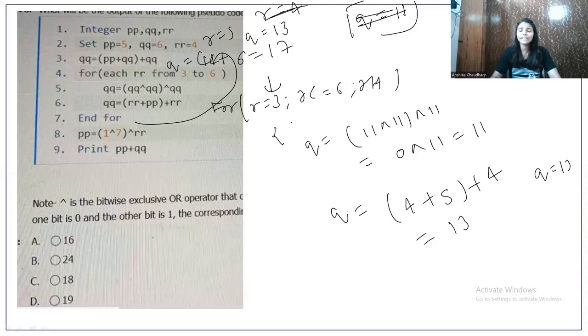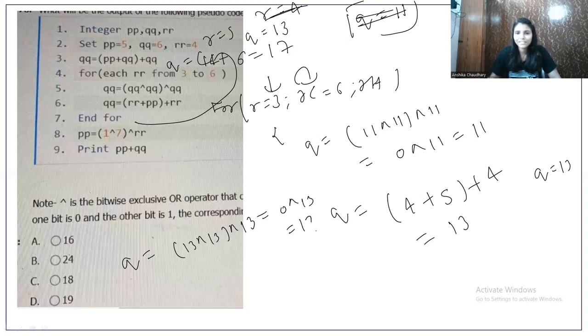Now, we need to again come into the for loop. We need to check whether 5 is less than equals to 6. So condition is true. We will update the value of Q by Q XOR Q. That means 13 XOR 13 XOR 13. So it will give us 0 XOR 13. So it will give us 13 only.